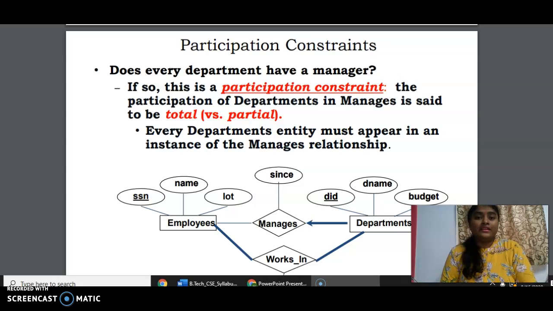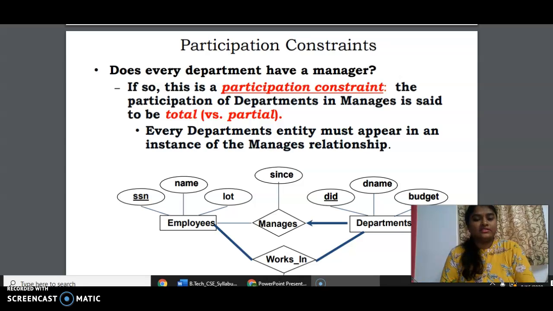Hello everyone. In the last class, we studied entities, types of attributes, relationships and relationship sets, and finally we concluded with cardinalities, mapping cardinalities. In this class, we will be seeing a few more concepts of the ER model. We are extending the discussion of the ER model. So here we will be focusing on participation constraints.